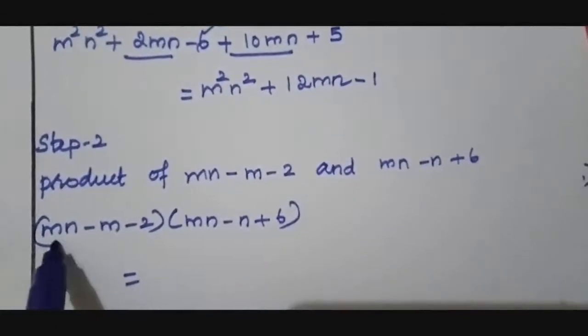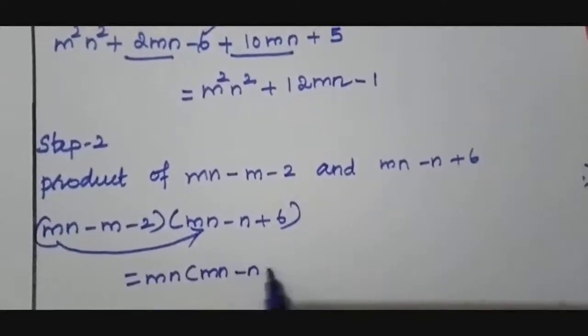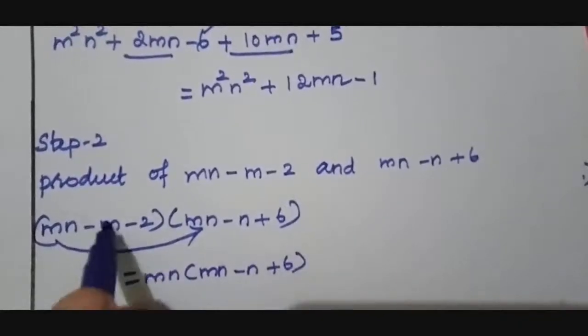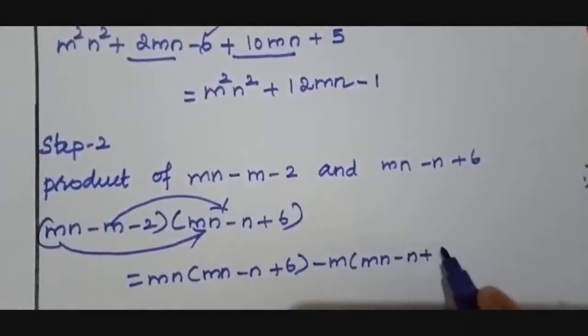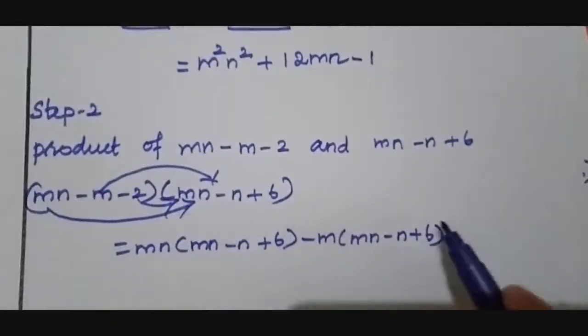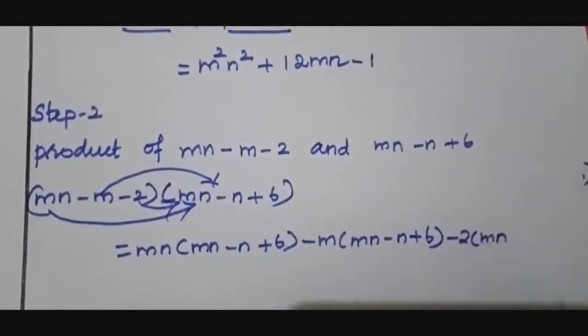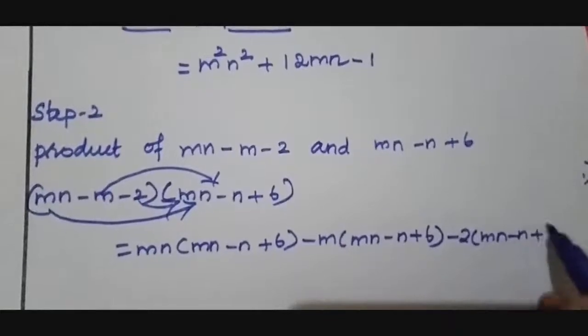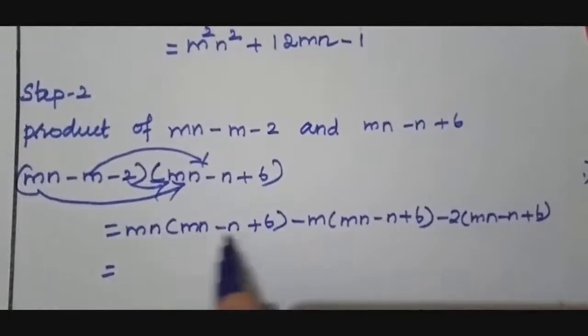Now multiply this mn with the second expression, mn into mn minus n plus 6. Now multiply this minus m with the second expression, minus m into mn minus n plus 6. Now multiply this minus 2 with the second expression, minus 2 into mn minus n plus 6.